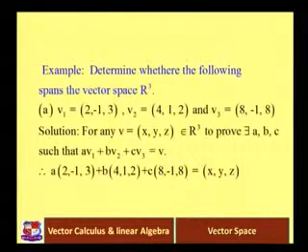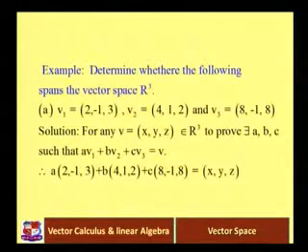You can see these examples: v1, v2, v3. What do we have to do? 2 minus 1 3, 4 1 2, 8 minus 1 8: do they span vector space V or not? Or do these 3 vectors span R3 or not?